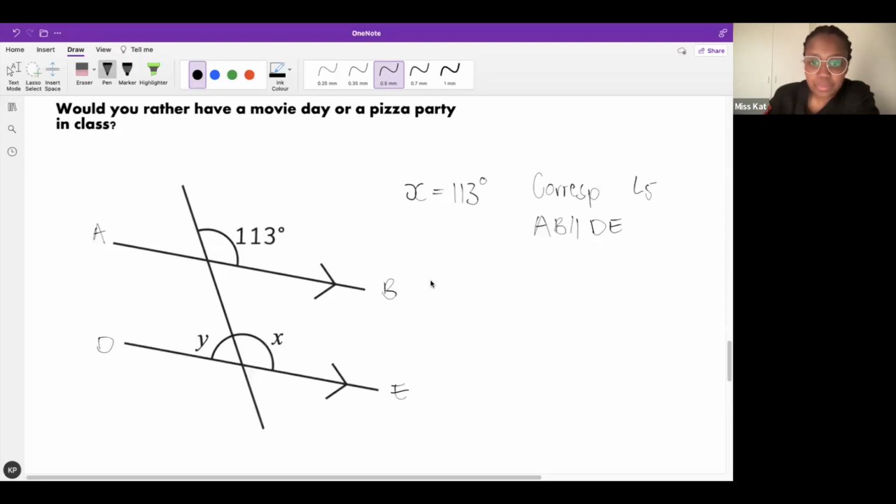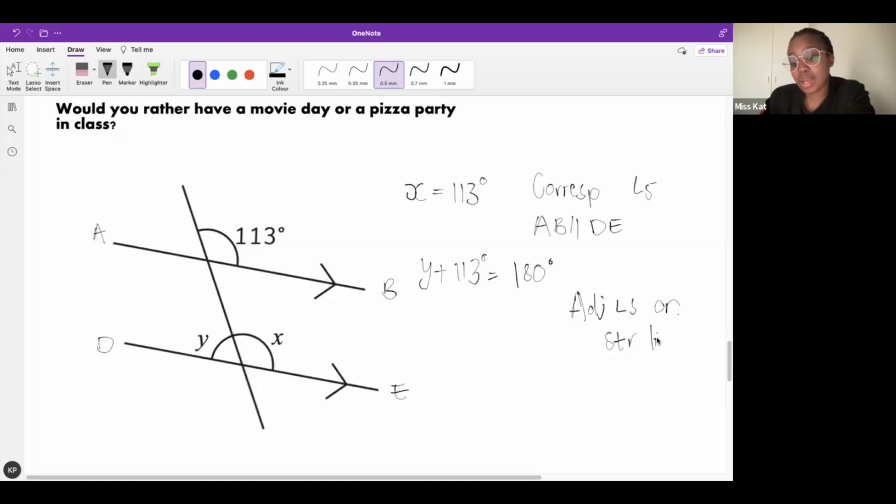So Y plus 40. No, why did I say 40? Because I just read 40. Guys, I have the attention span of a goldfish. Y plus 113 equals 180. And my reason is adjacent angles on a straight line.